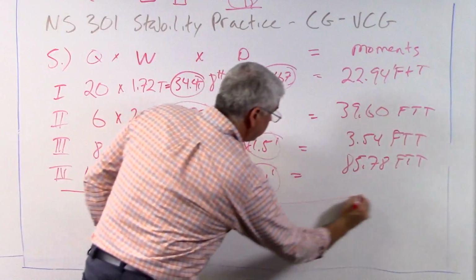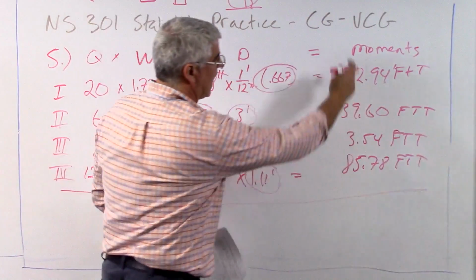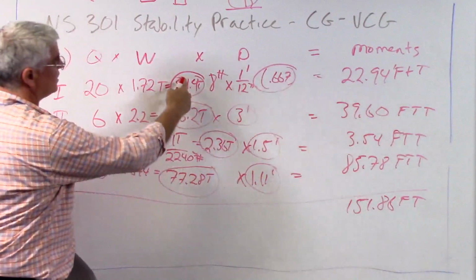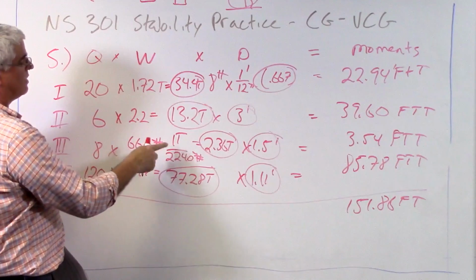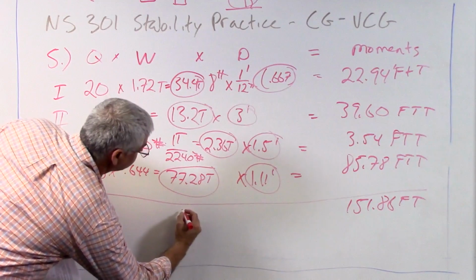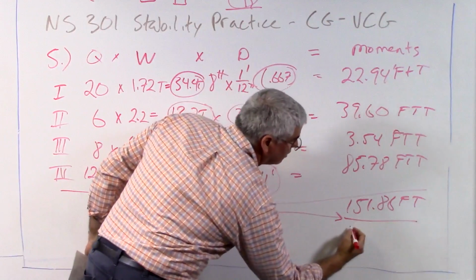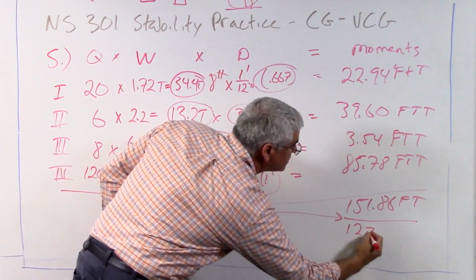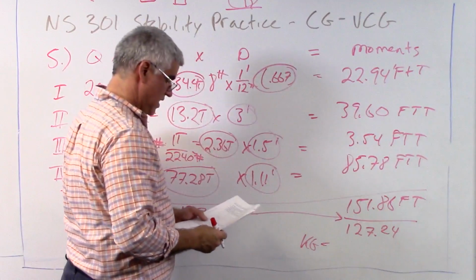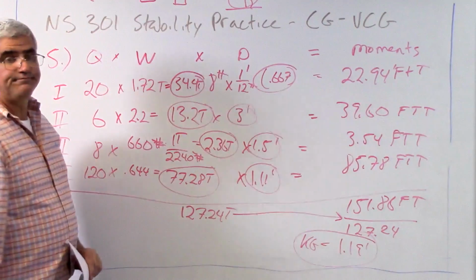Okay, now, theory of moments says divide the total moments by the total weights. So my total moments, now I got to add all this stuff. That's going to be 151.86. And then my total weights are these 4, right? The quantity times the weight, and so on. So I got to add these 4 now. Turns out that that is 127.24 tons. Okay, so I'm going to bring this over here. I'm going to divide 151.86 by 127.24. And when I do that, I'm going to get my KG. And that's going to be 1.19 feet. Okay? And that's how you do that problem.